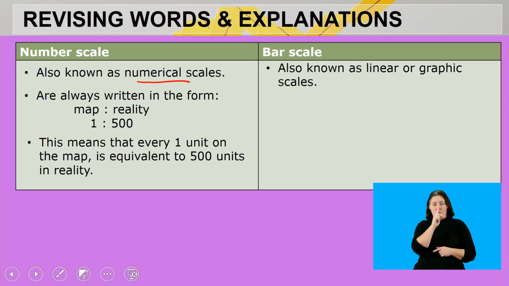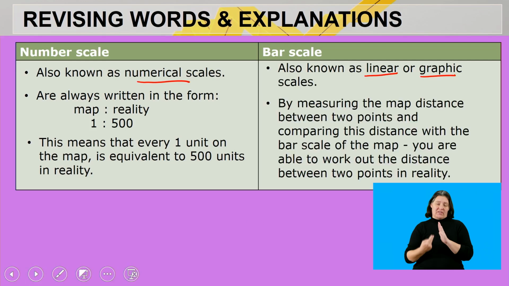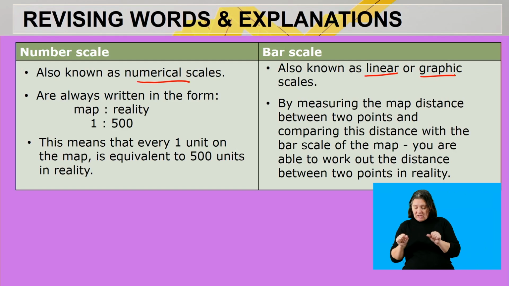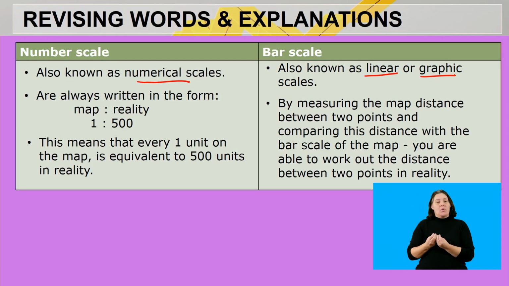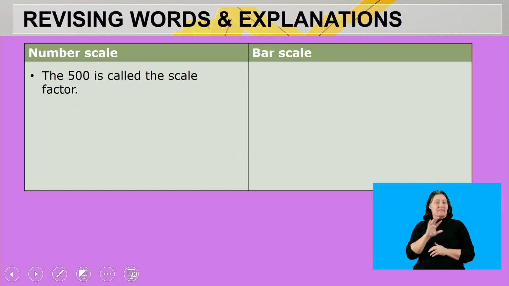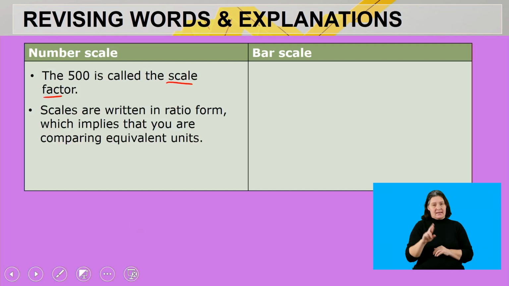When we look at the bar scale on the other hand, the bar scale is also known as a linear or graphic scale. Okay? By measuring the map distance between 2 points, and we'll do that later on in our lesson, and comparing this distance with the bar scale of the map, you are able to work out the distance between the 2 points in reality. Okay? What else is important? The 500, as I've indicated earlier on, is known as your scale factor. Okay? And then scales are written in a ratio form, which implies that you are comparing equivalent units.